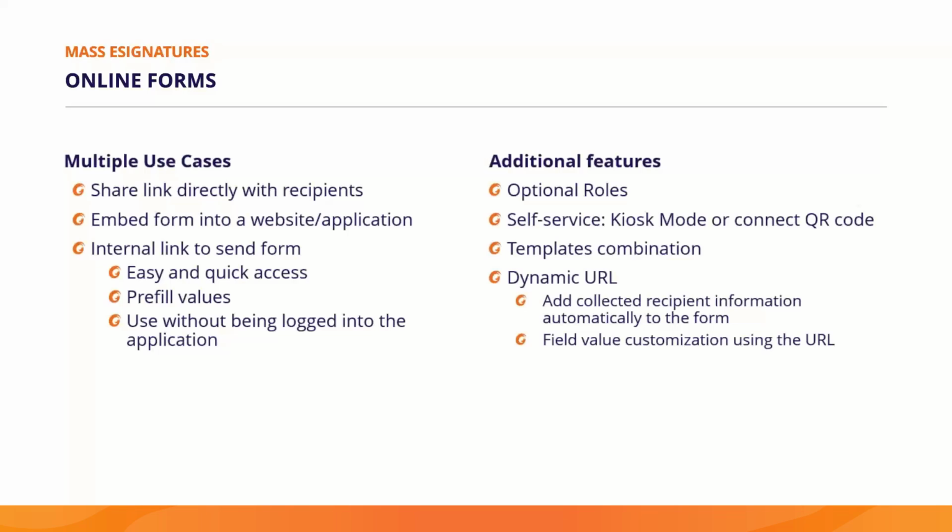You can also embed this form into a website or application. And we also have what's called a draft URL. It's an internal link where you can send the form without being logged into the application. So the draft URL is for your company to use, and it's super useful if you're sending the same template over and over, or maybe you have temporary employees that don't need a Foxit eSign user account, or maybe you're just having an employee sending the same template. So sharing this draft URL is super beneficial.